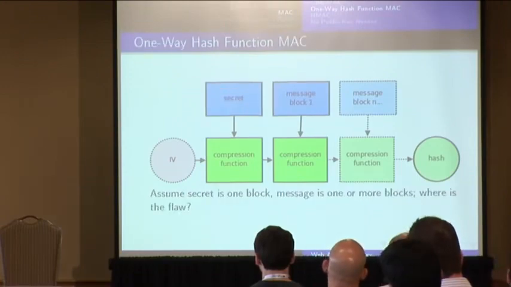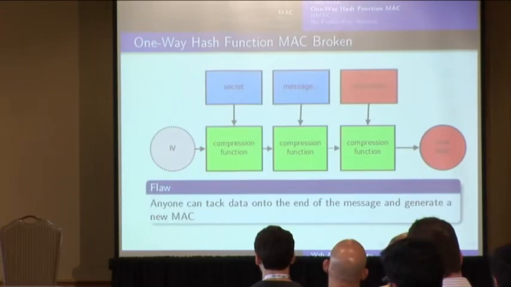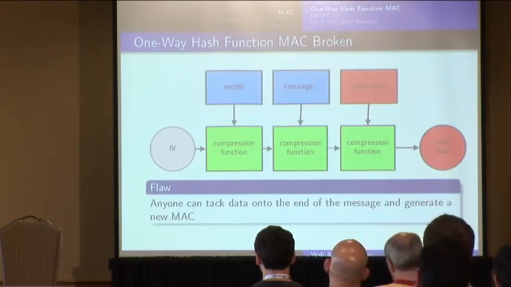And then assuming that the secret's one block and the message is one or more blocks, there's sort of this flaw, right? And the flaw is called the length extension attack. What you can do is take the previous hash and use that as the input to the compression function, and you add on some more data, and you get a new message authentication code. So now I've tacked on maybe some zeros onto the amount that you're transferring into my account. And it's still authorized, and I never needed to know the actual secret, because that's in the first block.